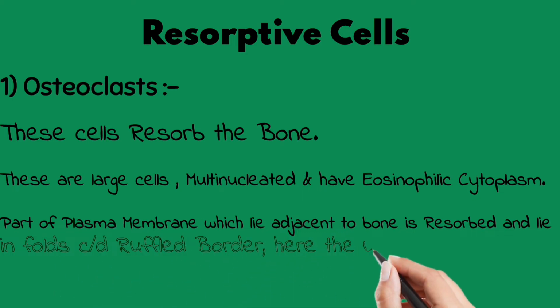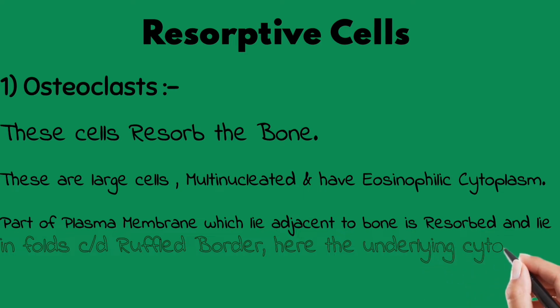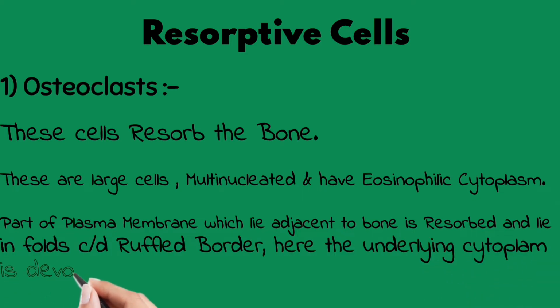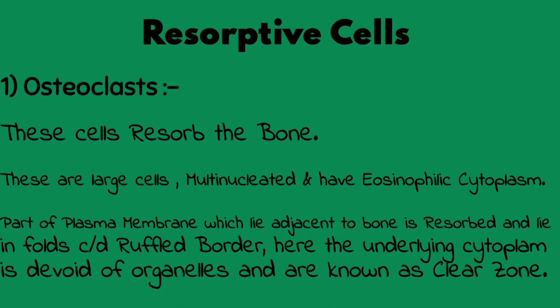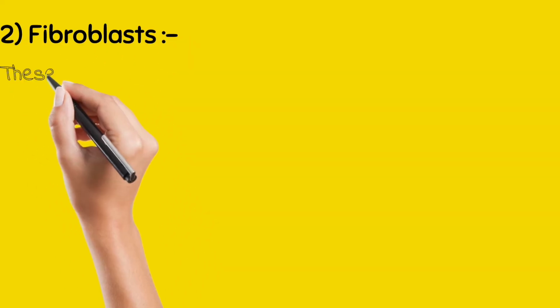And here the underlying cytoplasm is devoid of organelles and is called the clear zone. These two terms, the ruffled border and the clear zone, are very prominently asked in viva questions. So please try to remember that these are linked with the osteoclast.